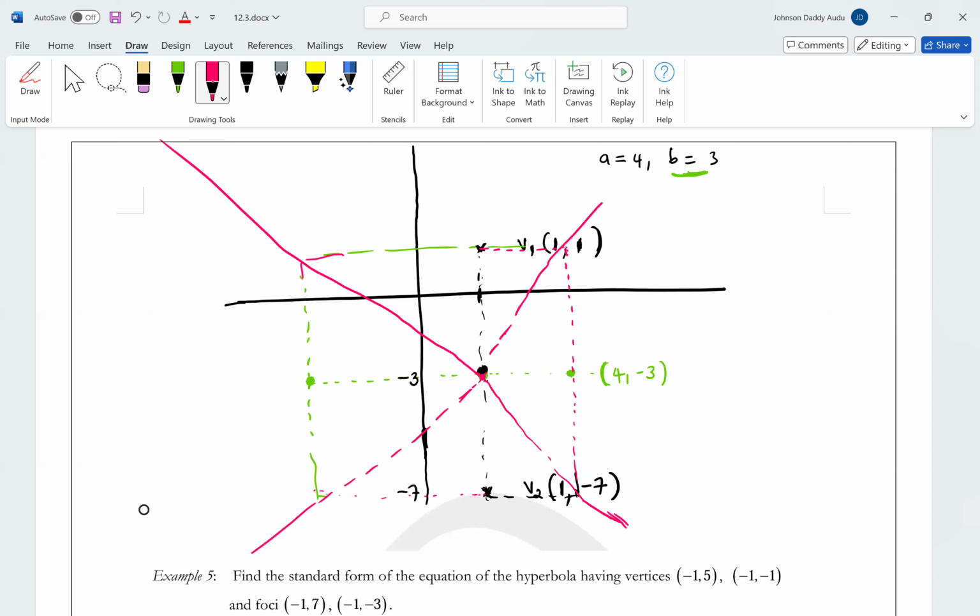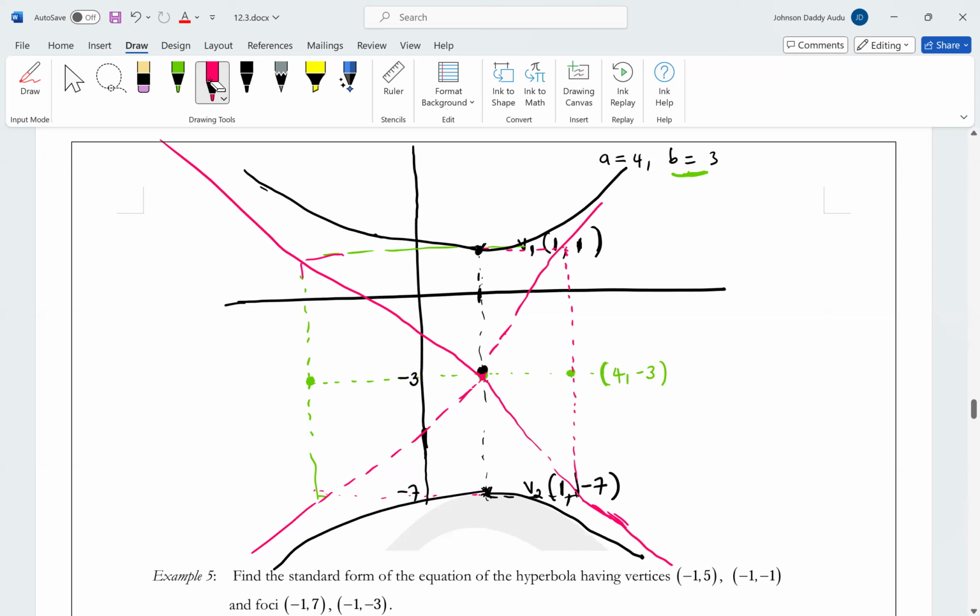Then what next? You draw through the vertex. Remember, these are the vertex V1, so just draw something here through the vertex and close to your asymptote. And here also, this is the vertex, and draw close to the asymptote. So you will have a rough sketch that looks like this one here. So you can remove this.